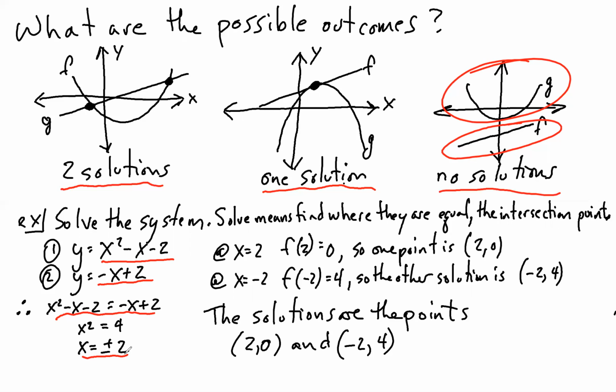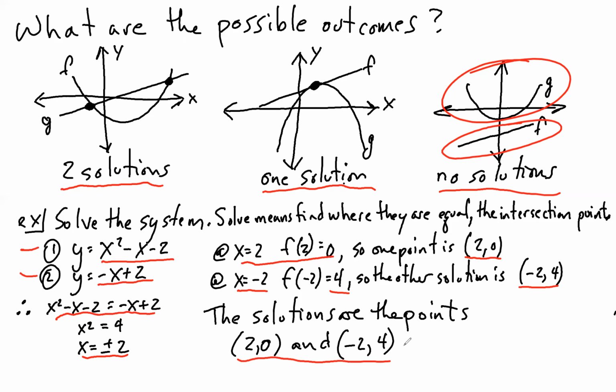But we don't know what y is, so we have to plug those values back into one of the equations, either equation 1 or equation 2, to find out what y is. Now pick the easier of the two. It looks like equation 2 is the easier of the two. So when x is 2, I plug it in. F of 2, in other words, y when x is equal to 2, is 0. So one of the points is x is 2 and y is 0. The other point, when x is negative 2, y is 4. So my other point is negative 2 and 4. So we have two solutions, 2 comma 0 and minus 2 comma 4.